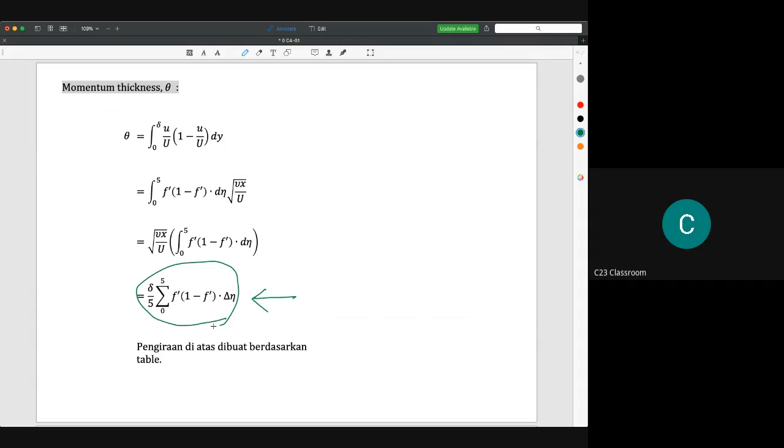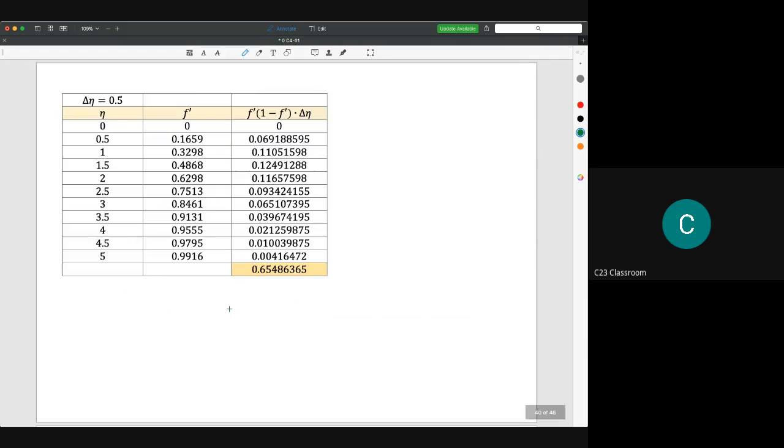So it means that we need to multiply the value of f prime with the value of 1 minus f prime with the value of delta eta. And then what we do is, we have f prime here 0, 1 minus f prime, so we have 1 minus 0, and then we times with delta eta. Delta eta means the difference between one point to another eta. If you see the interval gap here, it is equal to 0.5. So it means that the delta eta here is actually constant at 0.5.